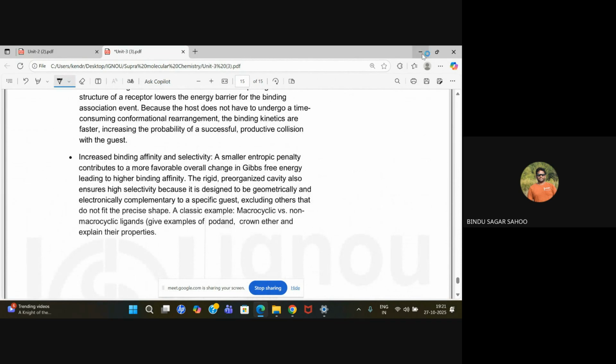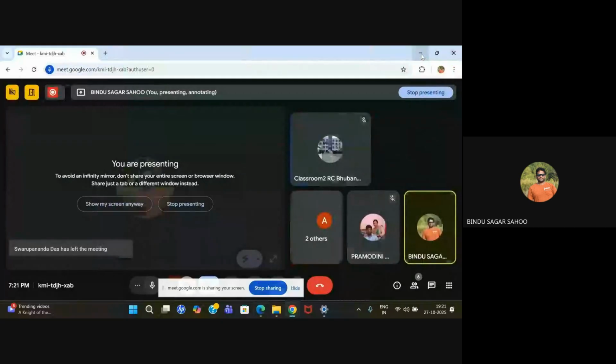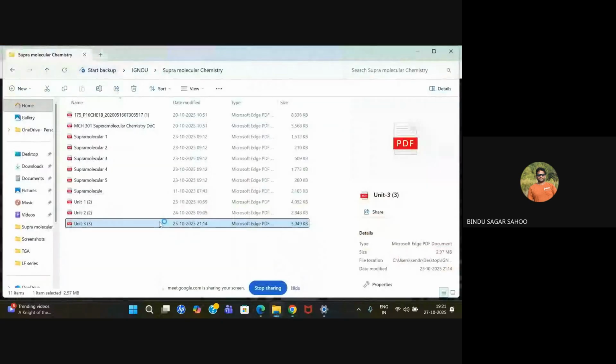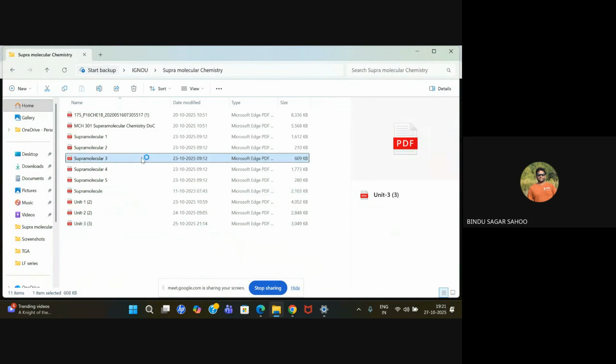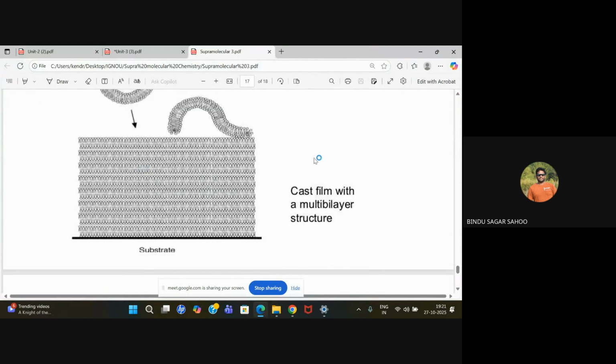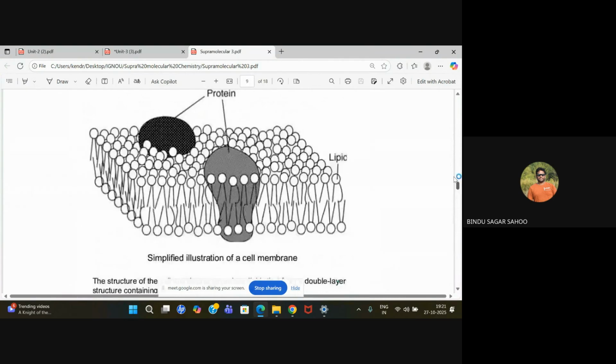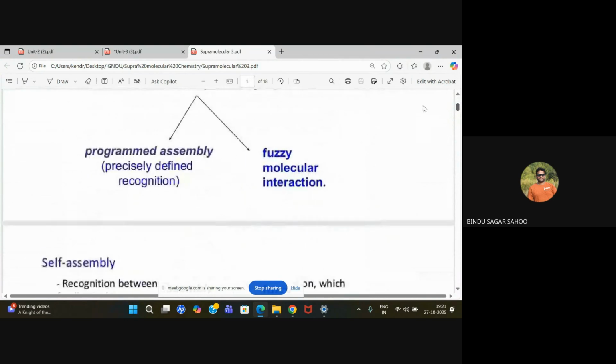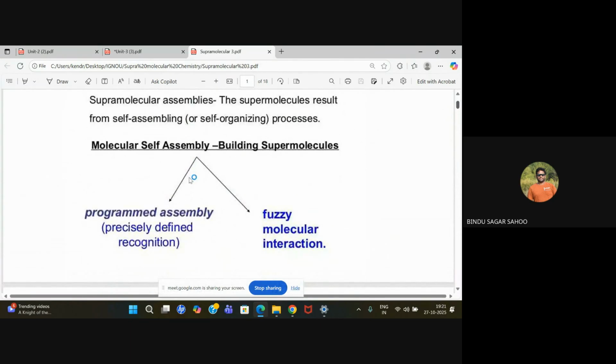So these are the basic things. You can discuss one by one. And here are some other supramolecular things. Supramolecular devices, supramolecular catalysts, all are important.